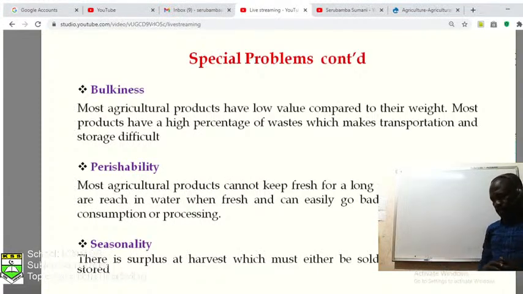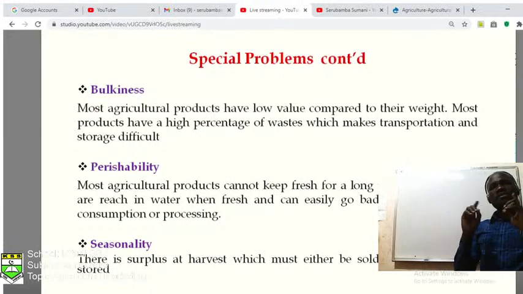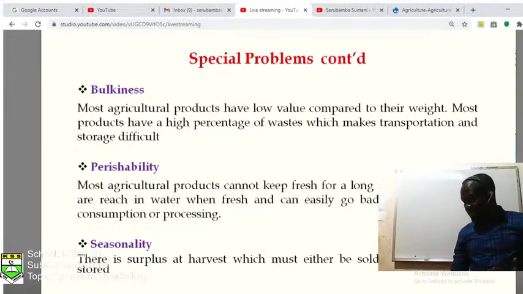Okay? Then three is the seasonality. Most of these agricultural products are seasonal, meaning that during some parts of the year, they are there, and during some parts of the year, they are not there. Now, what does that mean? During the time when a product is on season, for example, now as I talk, it's January, in Uganda here, now we have a lot of pineapples. You can buy a very big pineapple now at a very low price because there is surplus, there is excess. The farmers have nowhere to take the excess pineapples. So what they do, they are forced to reduce the prices of these products. So the problem is the seasonality.